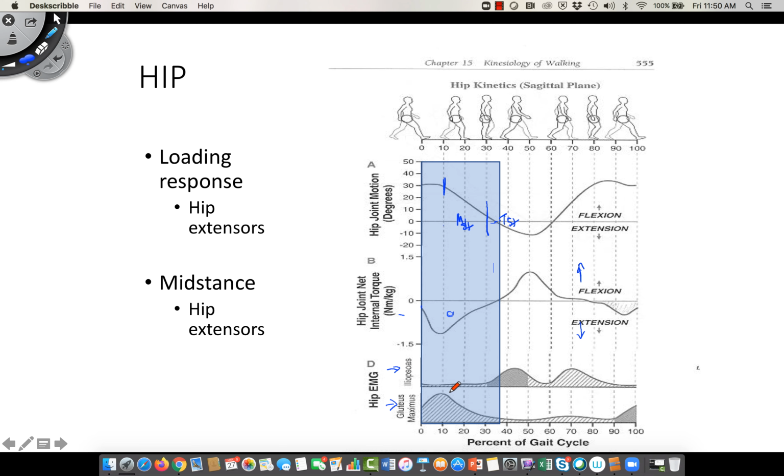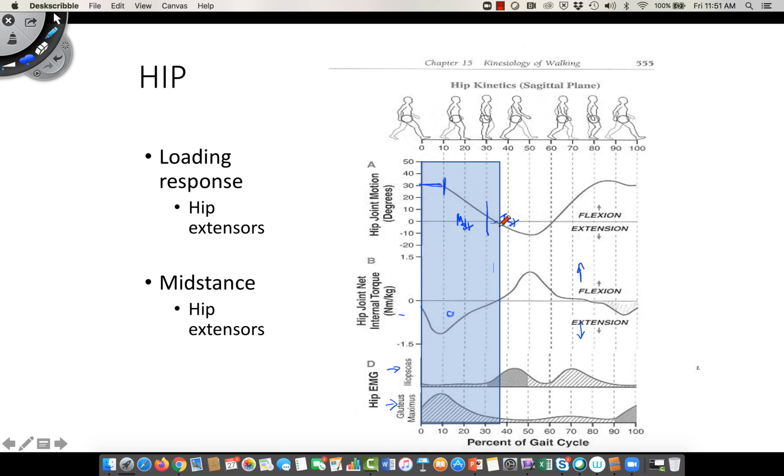So let's look at the EMG, and here for the most part we don't have much co-contraction. It's all large gluteus maximus contraction throughout this loading response phase, and really all the way to about 35% or more of stance. So essentially the glute maximus is the agonist from loading response through mid stance. That's a pretty simple explanation.